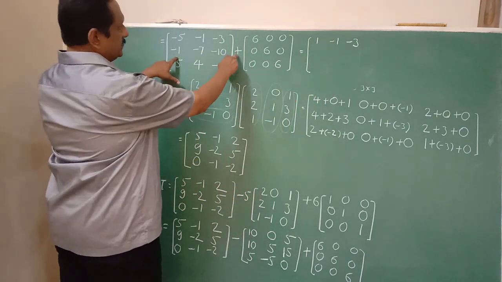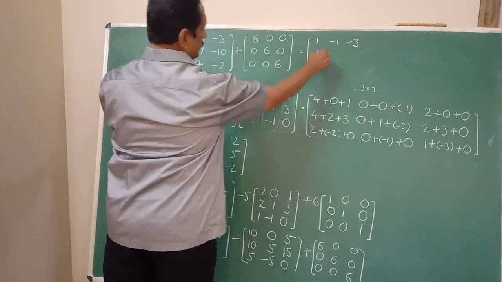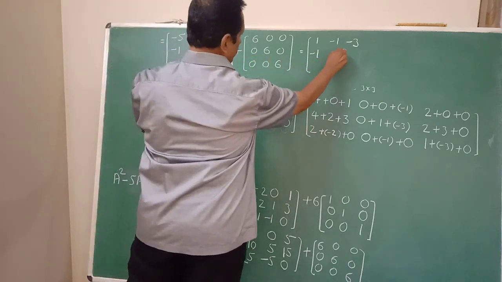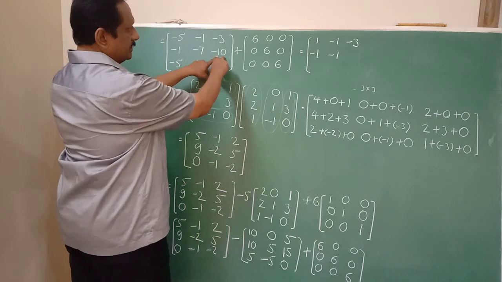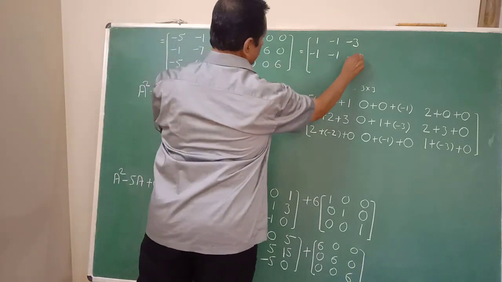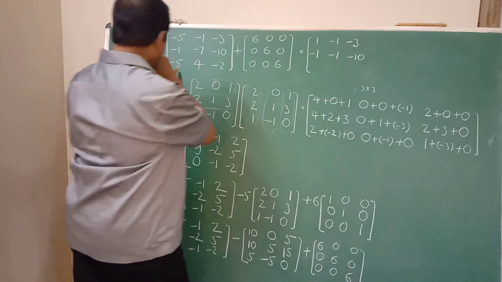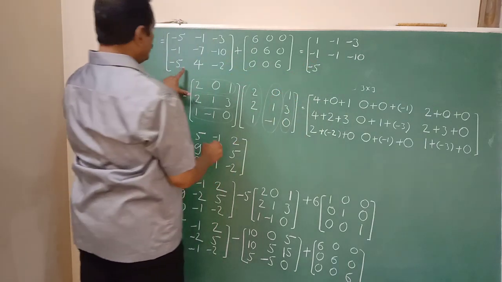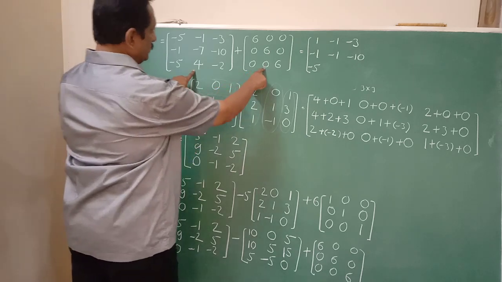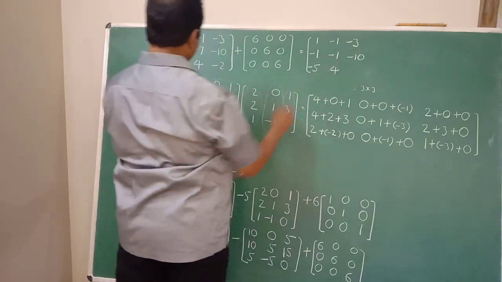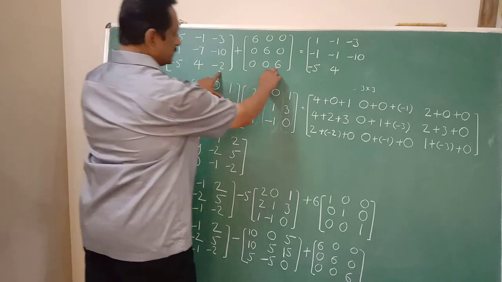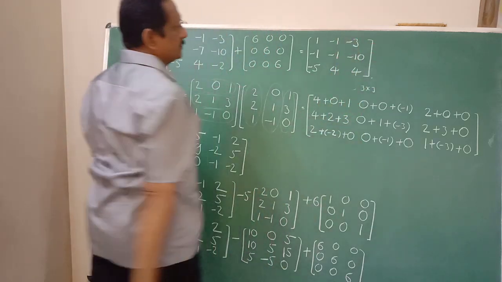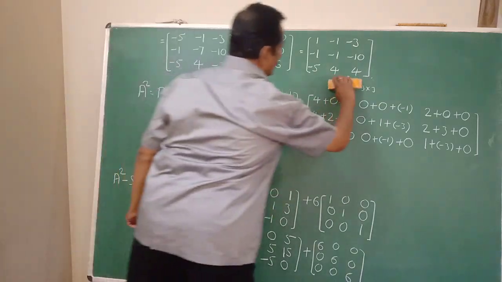Minus 1 plus 0 minus 1. Minus 7 plus 0 6 here, minus of 1 here. Minus 10 plus 0 minus of 10 here. Minus 5 plus 0 is minus 5. 4 plus 0 is 4. Minus 2 plus 6 is 4 here. Okay, so this is the required solution here.